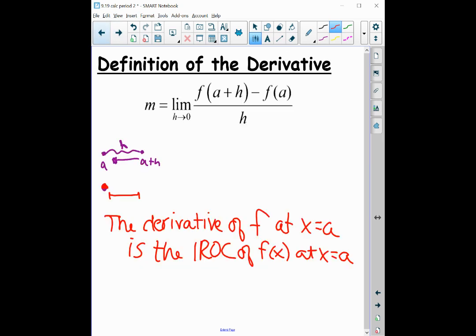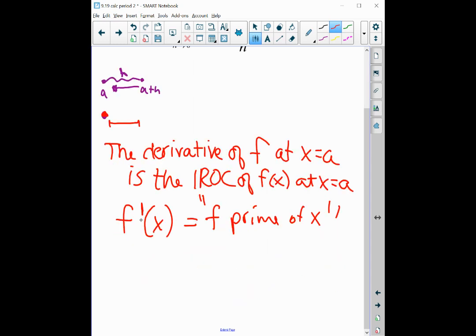Let's talk about notation. I totally forgot to mention that. Instead of saying IROC all the time or m of tangent all the time, we have notated the derivative, or the rate of change of a function at a point, in a lot of different ways, but the most common way to write the derivative is using f prime notation. We would write it as f with a little tick mark and then x, which we read as f prime of x, and that f prime means derivative.